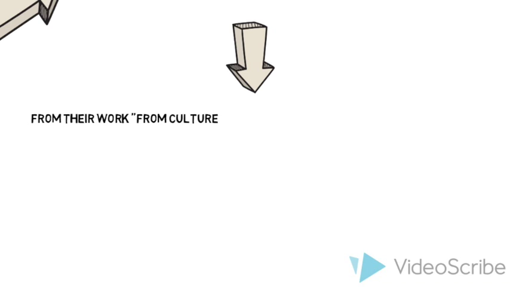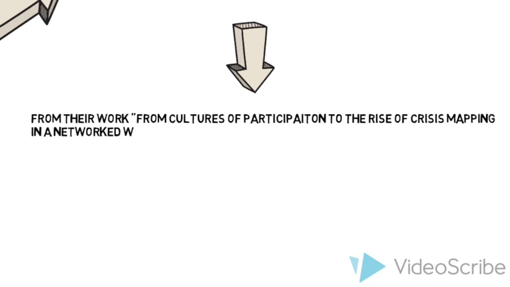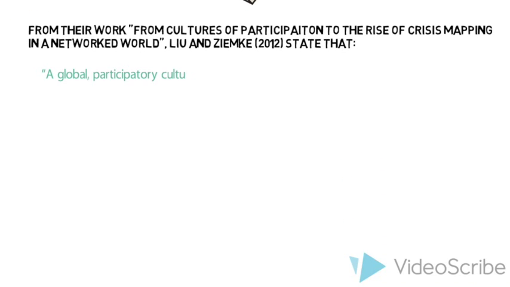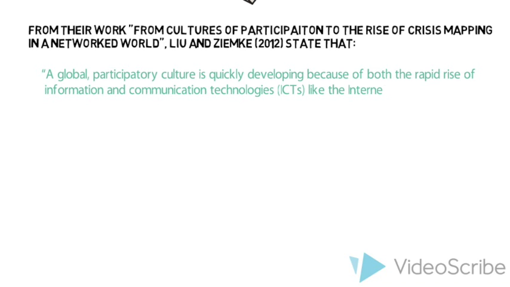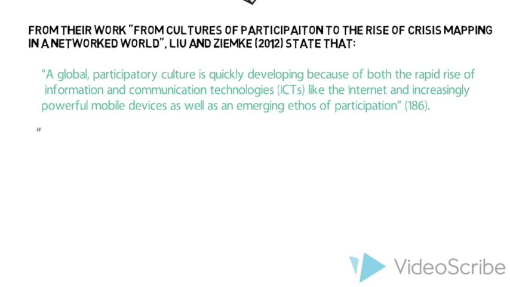From their work, From Cultures of Participation to the Rise of Crisis Mapping in a Networked World, Liu and Zemke state the following. First, they say a global participatory culture is quickly developing because of both the rapid rise of information and communication technologies like the internet and increasingly powerful mobile devices, as well as an emerging ethos of participation.